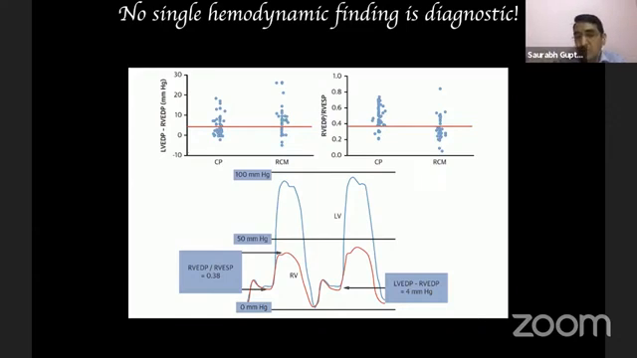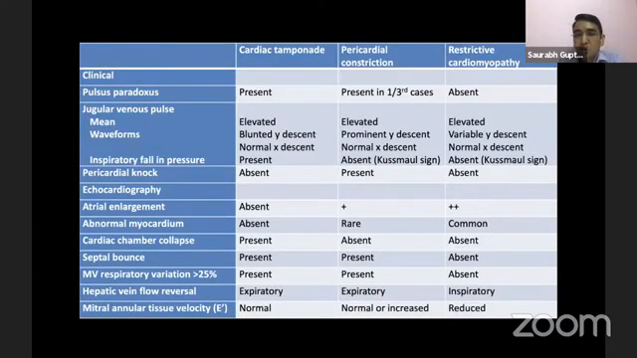So we have to see all the things in totality before making our diagnosis of constriction and restriction. And mind you, there can be overlaps at times which may be present in one patient or the other. So to summarize these findings, I'll start again from jugular venous pressure, because that is quite important.